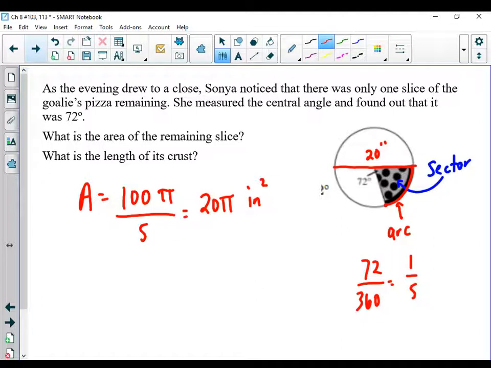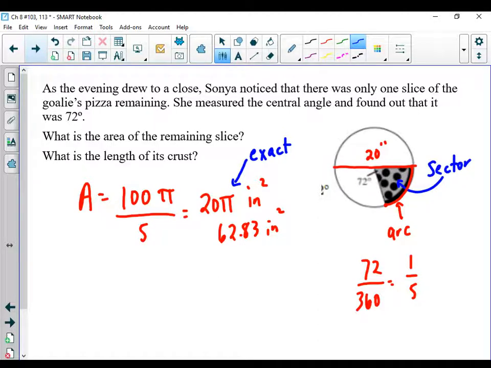If I multiplied it out, we'd have 62.83. By the way, when you leave it in terms of pi, like I did here, that's referred to as an exact answer. So if they ever ask for the exact answer, that means don't multiply it out, just leave it in terms of pi.